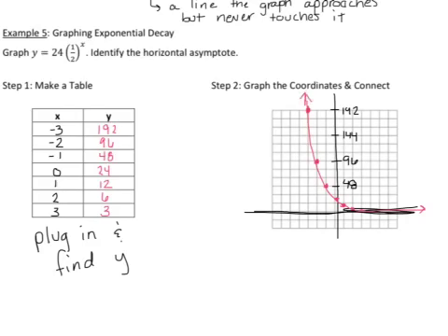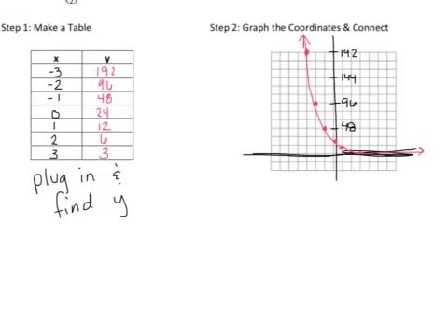Because 3 divided by a half is 1.5. Divided by a half would be 0.75. Divided by a half would be 0.3 something. Divided by half. See how it gets smaller and smaller but never actually touches 0? So what would the horizontal asymptote be?